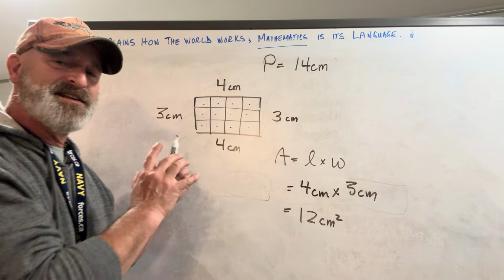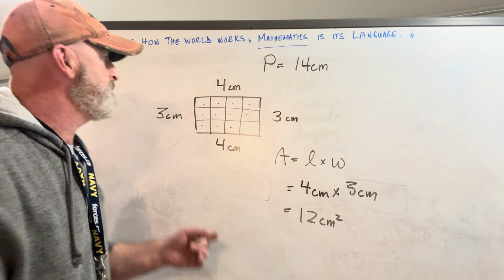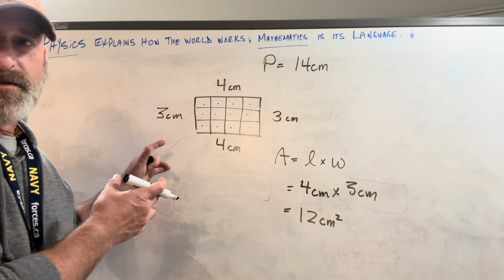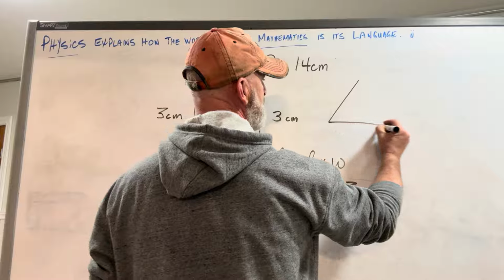So you have to know that, and you have to know how to calculate the areas of certain things, because they're not always that easy. Let me give you an example: a triangle.